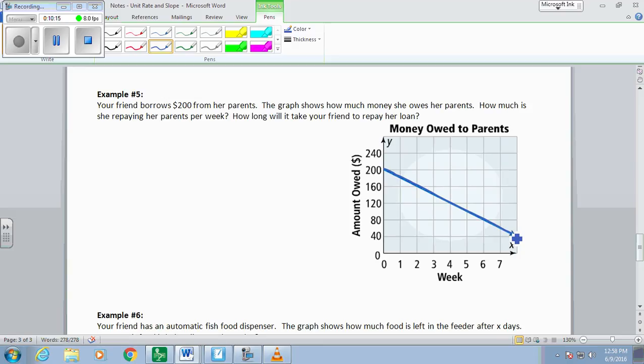To find the slope, all you need to do is just pick any 2 points on the line. And I would pick any 2 points where they pass through the grids exactly. So I noticed that at 4, it passes exactly right here and hits at 120. And at 6 weeks, it hits at 80. I wouldn't want to use 5 because that's in the middle here, and that would be more of an estimate, and that wouldn't be as accurate with my answer.